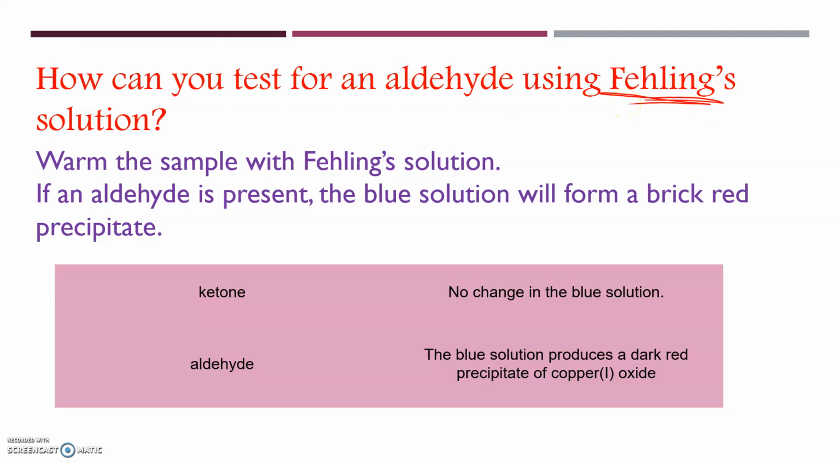this is the first test. Just warm the sample with Fehling solution. If you have two samples, you have to warm both of them and add the Fehling solution. If it's an aldehyde, the blue solution will form a brick red precipitate. So for aldehydes, blue Fehling's will turn to a brick red precipitate, which is copper(I) oxide. But for ketones, nothing will happen. Blue will stay blue.